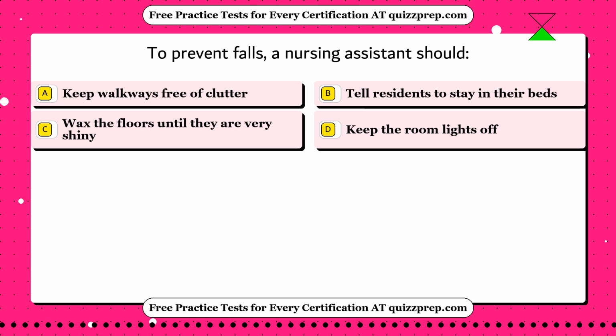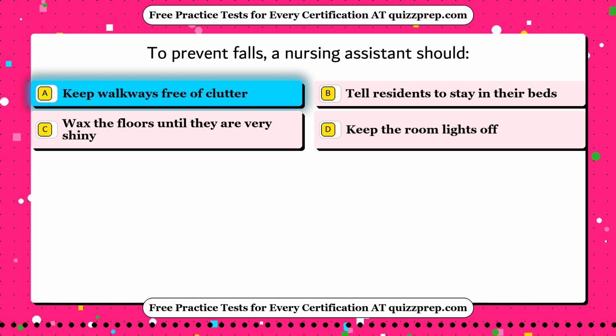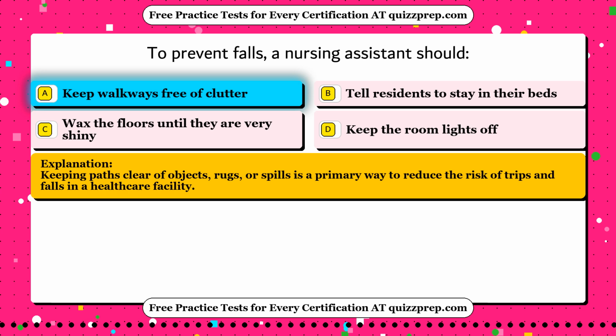Question 77. To prevent falls, a nursing assistant should: Option A, keep walkways free of clutter. Option B, tell residents to stay in their beds. Option C, wax the floors until they are very shiny. Option D, keep the room lights off. The correct answer is option A, keep walkways free of clutter. Keeping paths clear of objects, rugs, or spills is a primary way to reduce the risk of trips and falls in a healthcare facility.